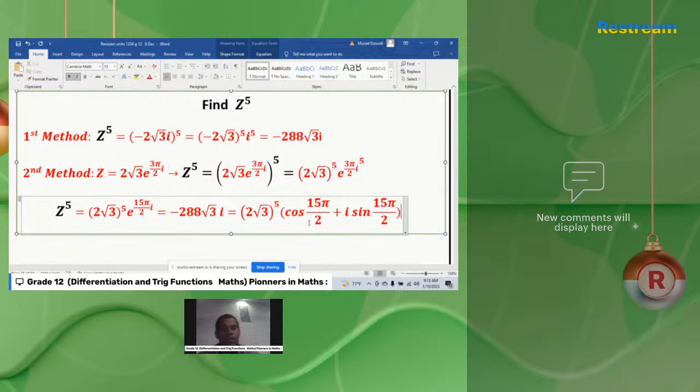So this one is equal, in fact, to this. We call this cosine of 15 pi over 2. Use a calculator, make cosine of 15 multiplied by 90, it will be 0. Then here i sine of 15 multiplied by 90 gives us -1. And -1 multiplied by the number inside, which is 288 root of 3, will give you this answer. Thank you for listening, learners.